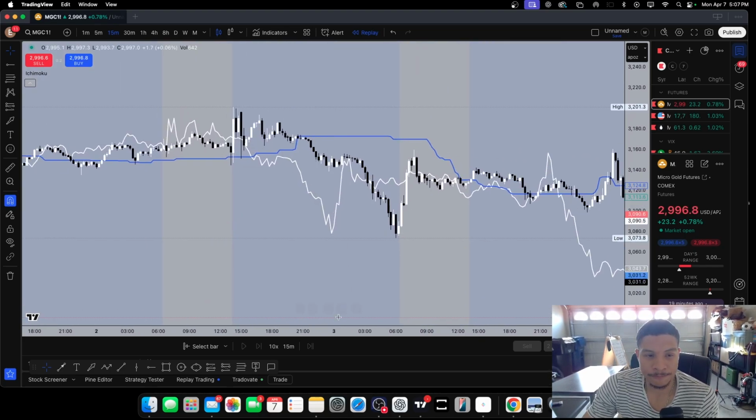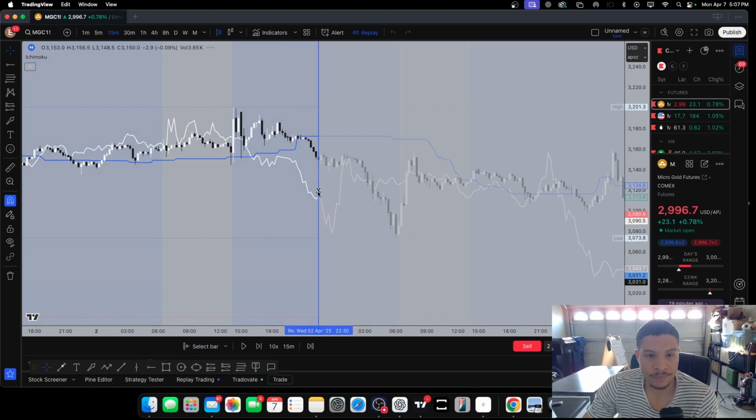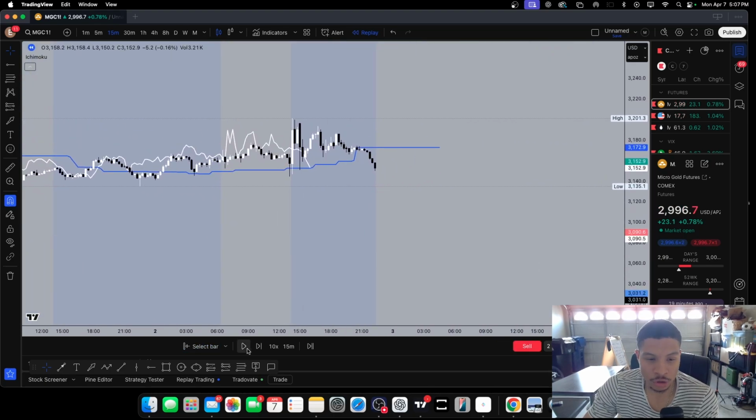Right? And so look, here's another one. If we go towards this area, what are the two things we look for? We want this line to be below this one.